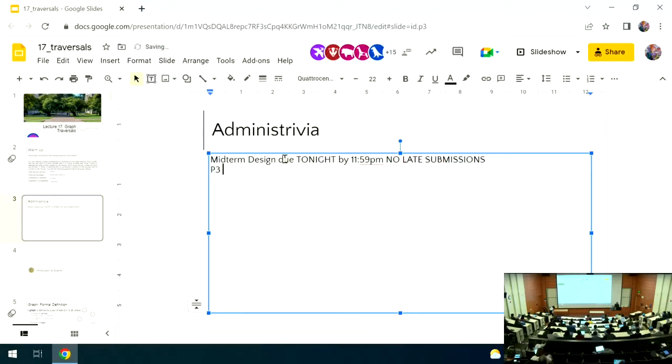Also, P3, if it hasn't already been, will be released. It's all about heaps, and specifically implementing heaps with that array that we talked about. Remember, there is a lecture where I specifically show you the array and then the equations. That slide's probably going to be a good friend of yours during that assignment. Keep in mind that P3 will be a 1-week assignment.